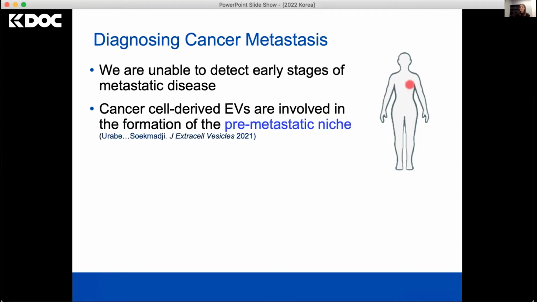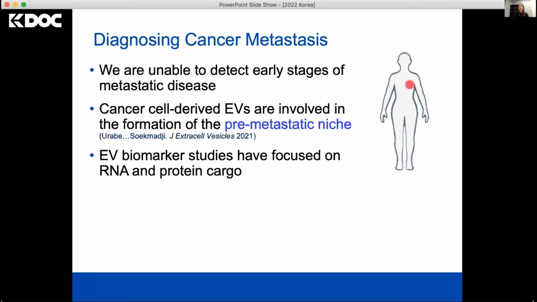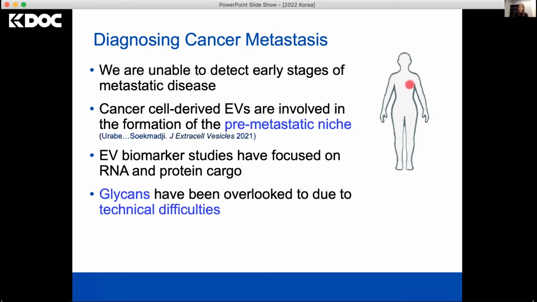So these cancer cell-derived extracellular vesicles are being released at a very early stage of the metastatic cascade. So it makes sense that potentially these extracellular vesicles could be used as biomarkers to detect early stages of metastatic spread. And many labs have done so, looking at RNA and protein cargo, but the glycans have been ignored due to technical difficulties in high throughput analysis.